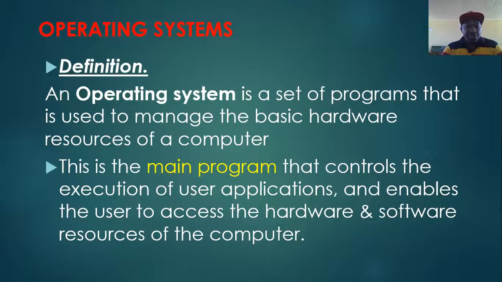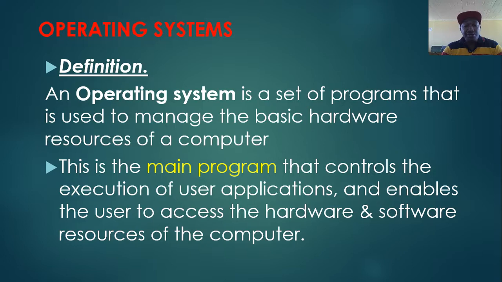Operating systems. This is the third topic in Form 1. So we start by looking at the definition. What is an operating system? An operating system is a set of programs that is used to manage the basic hardware resources of a computer.